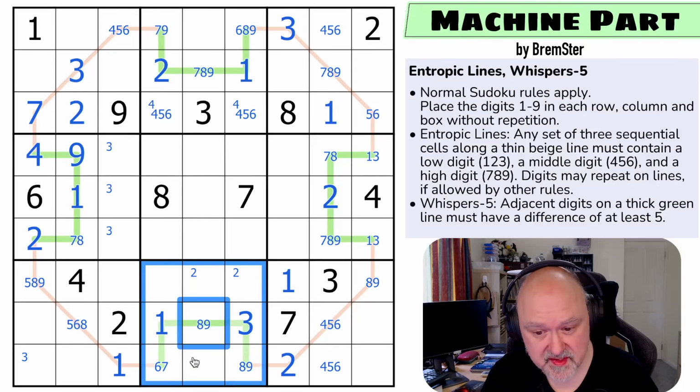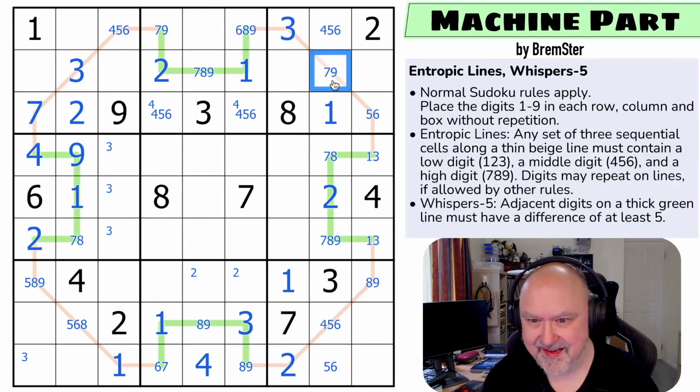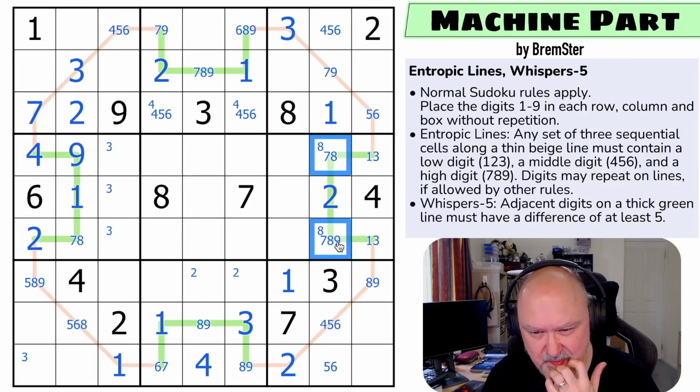Where's the 4 in this box? 4 is not in any of those, and I can't put it on the line. That's the 4. So this isn't the 4. Okay. There's no 8 there because of the 8 in the box already. Does mean 8 is in one of those two.